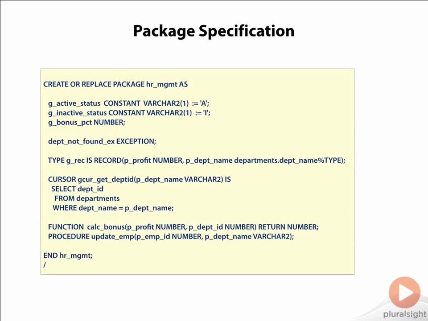Let us see how we can define a package body for this specification we had looked at earlier. It has a few constants defined: g_active_status with a value of 'A', g_inactive_status with a value of 'I', a global variable g_bonus_%, a department_not_found exception, a record g_rec consisting of p_profit and p_dpt_name, and a cursor to get the department ID for a given department name. But we will be taking a closer look at implementing the body for the function calc_bonus and the procedure update_emp.